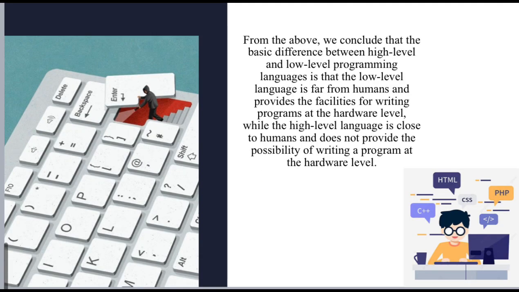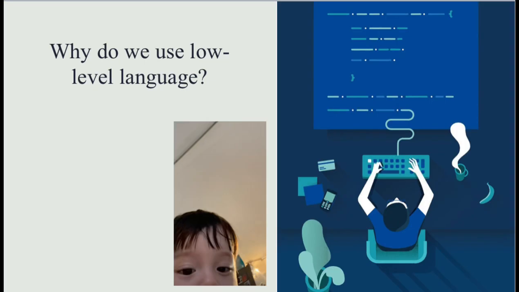From the above, we conclude that the basic difference between high-level and low-level programming language is that the low-level language is far from humans and provides the facilities for writing programs at the hardware level, while the high-level language is close to humans and does not provide the possibility of writing a program at the hardware level. But the question is, why do we use low-level language?